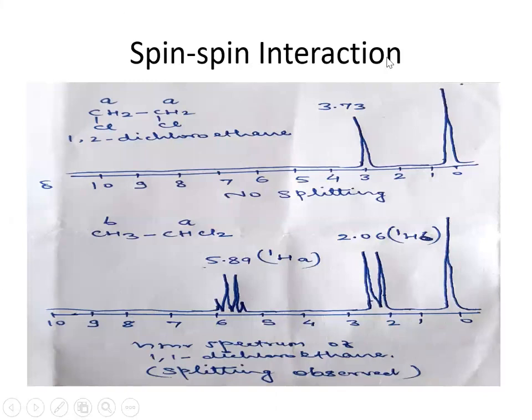Here, spin interactions. This is the spectrum of 1,2-dichloroethane. You can see only one type of proton is there because the chemical environment of both types of protons is the same. So there will be no splitting of the signal, and we get only one signal in the NMR spectrum.